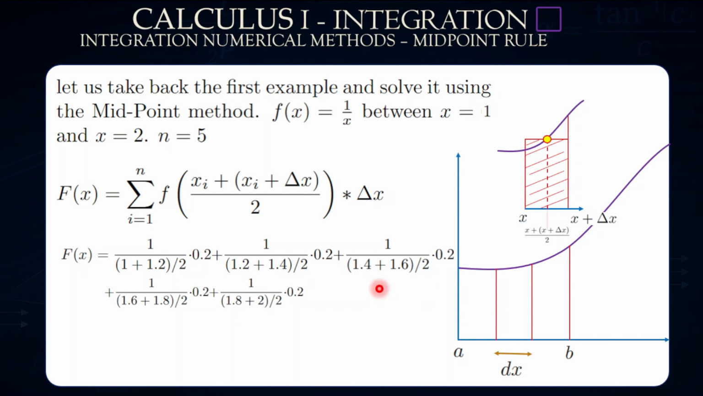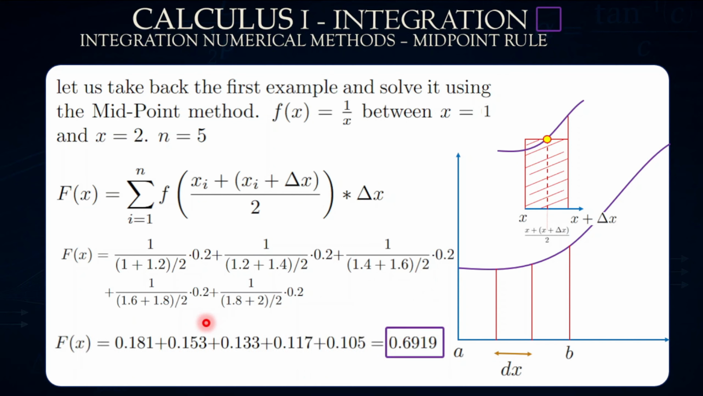Next one, 1 divided by 1.4, where the previous one ends, plus 1.4 plus 0.2 or 1.6 divided by 2, all the way. So the value for that F(x) is equal to 0.6919, very close to the actual value. Notice something, the real value is 0.693, so it is pretty accurate. And as you increase the number of steps, you can get an even much better value.